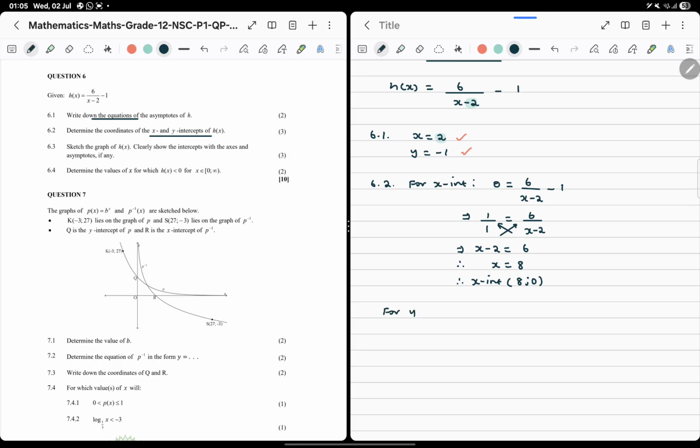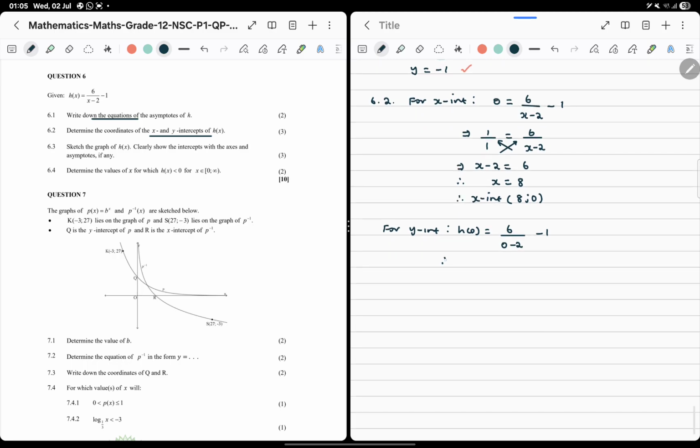We can write here for y-intercept, it is such that h of 0 is equal to 6 over 0 minus 2, minus 1. Therefore, h of 0 will be minus 3 minus 1, which is minus 4. Therefore, the y-intercept is going to be 0 and minus 4. Nice and easy.